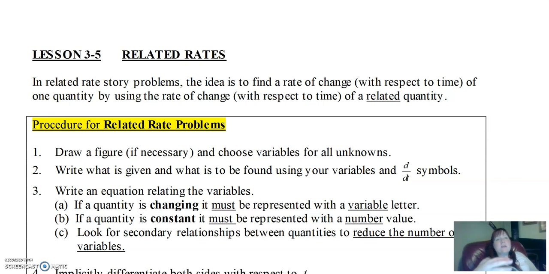But in this case, we're saying as time changes, what's the rate of change of the area, or the radius, or the height? So we're trying to figure out how some of these other things are changing as time moves forward. We are always going to be with respect to time. Related rates always is differentiating with respect to time.